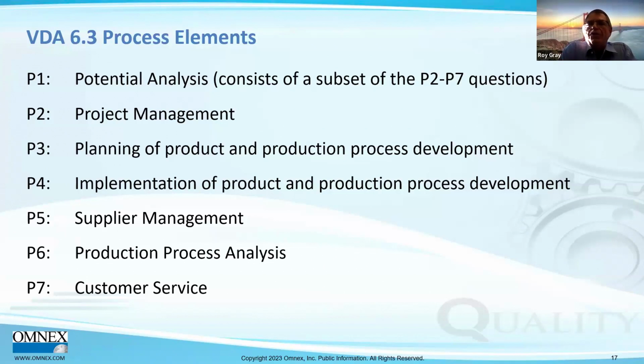P2 is project management, program management. As I said earlier, P3 is planning for product and production processes, and then P4 is implementing the product and production processes. P5 is supplier management, P6 is looking at production, and P7 is customer service.